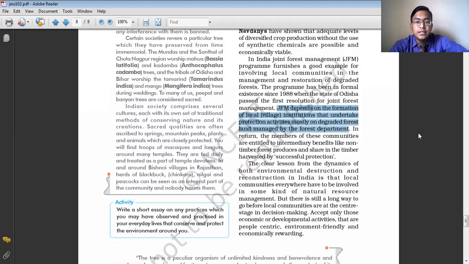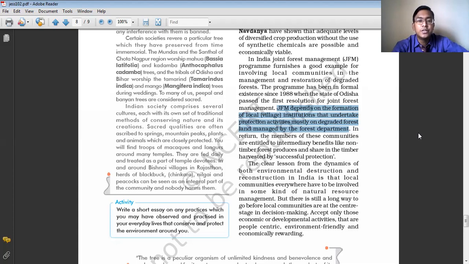So in this kind of program, what is happening? The local communities, the villagers living in and around the forested areas, undertake the work of protecting the forest. Basically, the degraded forest area means where deforestation has already taken place or the trees have become very old. In those areas, the local communities are planting the trees again, trying to increase the fertility of the soil so that the trees can grow, and trying to create a natural habitat for the wild animals.